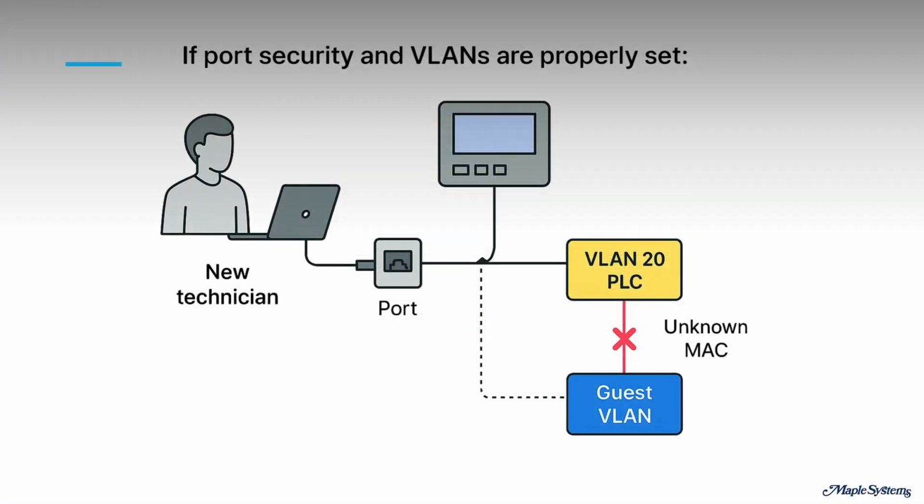Finally, let's put this in a real-world scenario. Let's say a new technician plugs their laptop into a port near the control panel. If the port security and VLANs are properly set, the port defaults to VLAN 20, which is the PLC, but the technician's device gets no access because only PLC devices have static MAC entries allowed on those ports. And unknown MACs are either blocked or moved to a guest VLAN with no access to the SCADA.